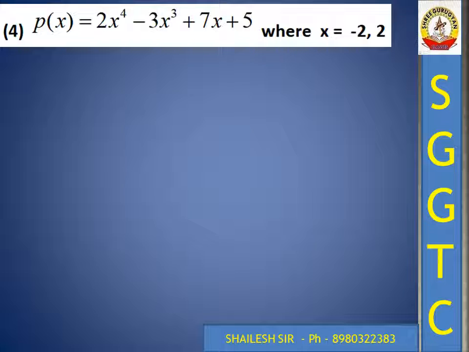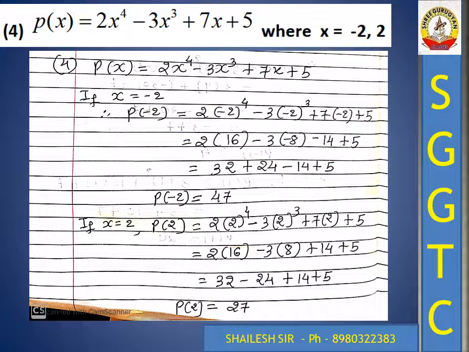Question number 4. 2x raised to 4 minus 3x cube plus 7x plus 5, and it asks for the values at x equal to minus 2 and plus 2. One more, same as before, I put in the values. If you put minus 2 in place of x and calculate further, you get the answer 47. And students, in the same way, if you apply x equal to 2 in place of x, definitely you get the answer 27. So these four questions are only for the concept of how to find the remainder. Okay, next move ahead.